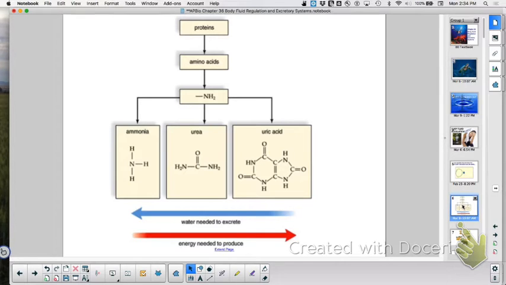If you don't want to expend a lot of energy, leave it as ammonia. But that's very, very toxic, so you need a lot of what to go with it? Water. If you want to spend a little energy, with another ammonia and a CO2, you can make urea. That's what our liver does for us, the formation of urea. That takes a little energy, but you don't need as much water in the process of excretion.